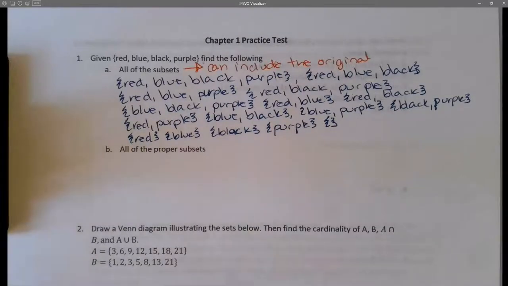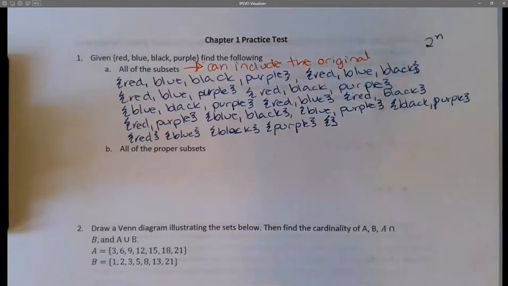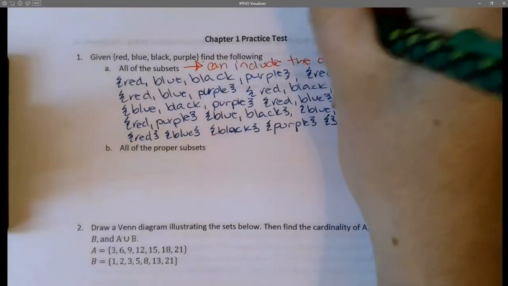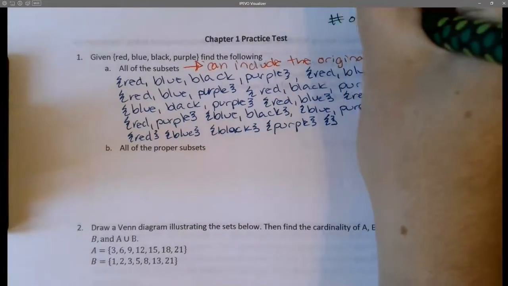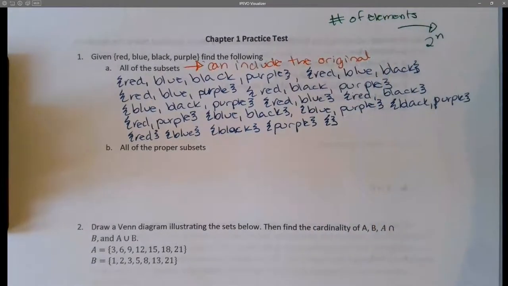Then to check my work, I can use the formula, which is for subsets, 2 to the n. N is the number of elements. I saw a few people get this confused with the number of sets and then the base changing to the number of elements. Okay. I am going to go ahead and count out my list.